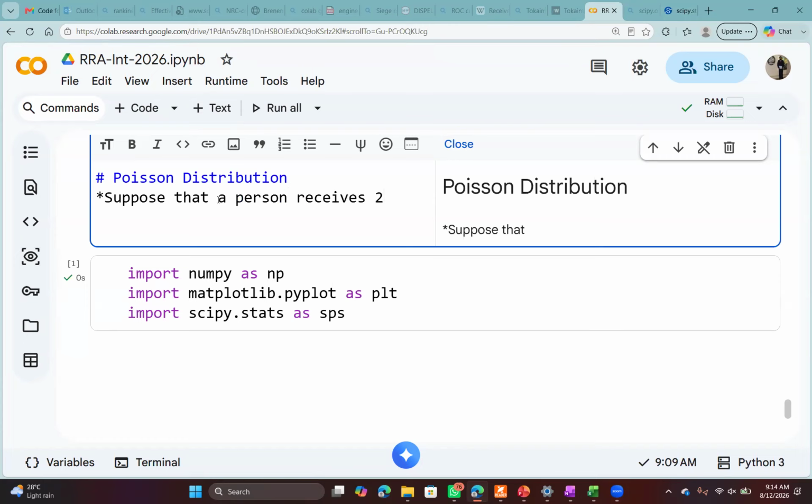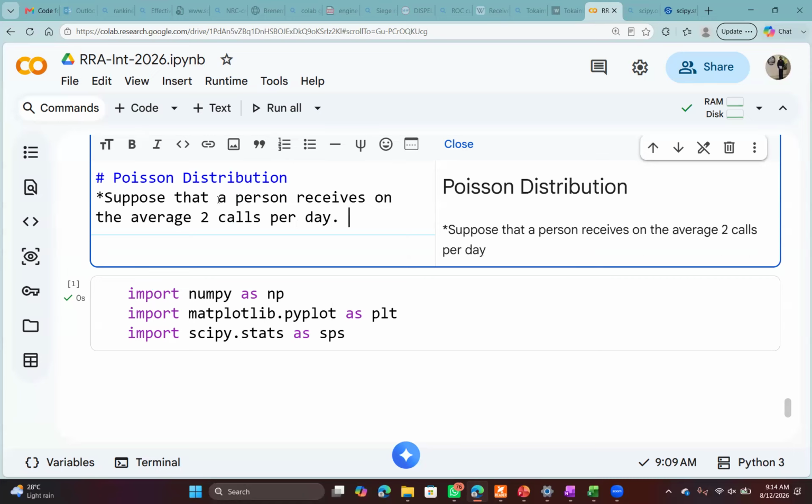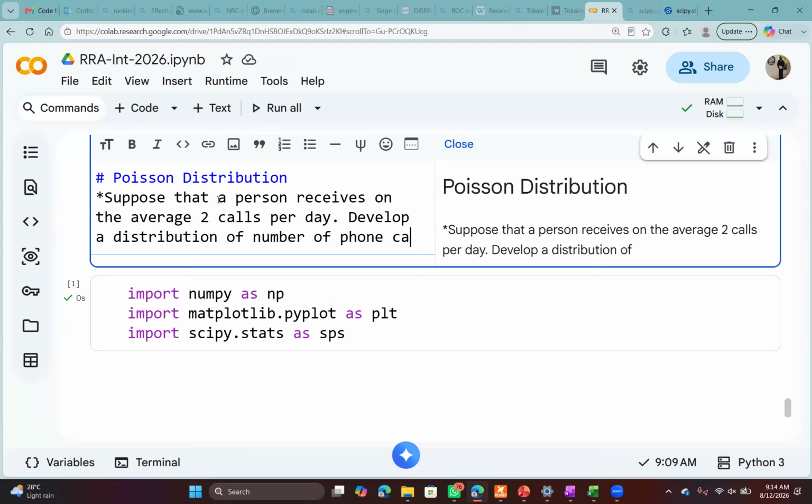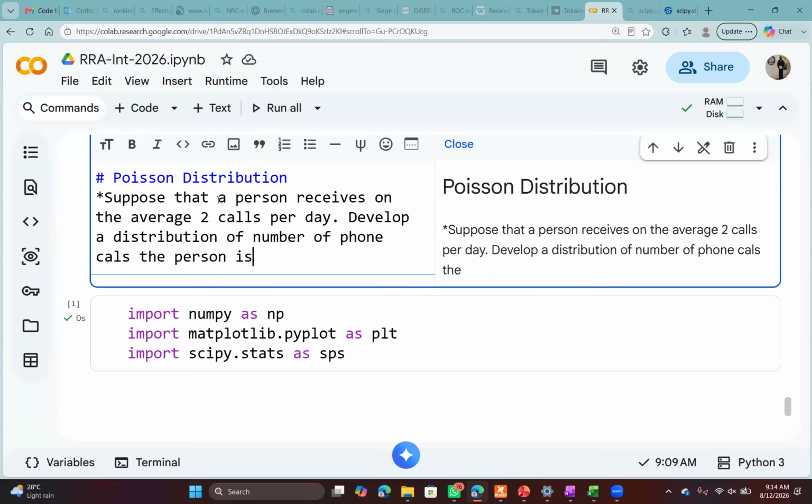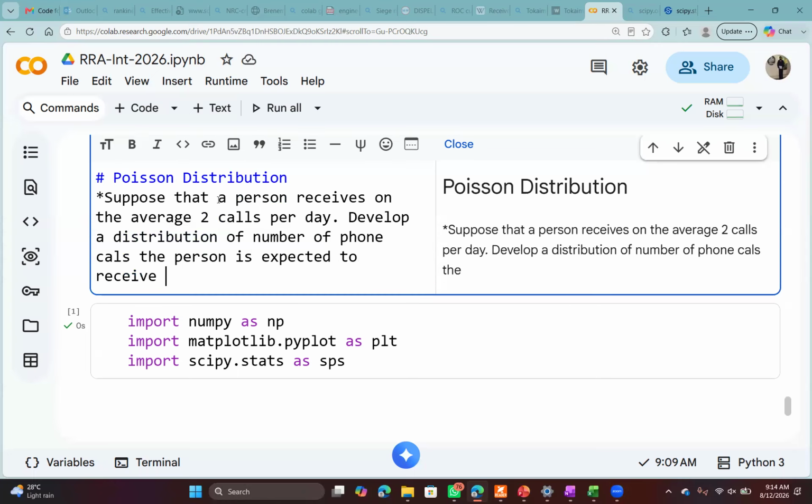receives, on the average, two calls per day. So this is an average value. Then develop a distribution of number of phone calls the person is expected to receive during a week.